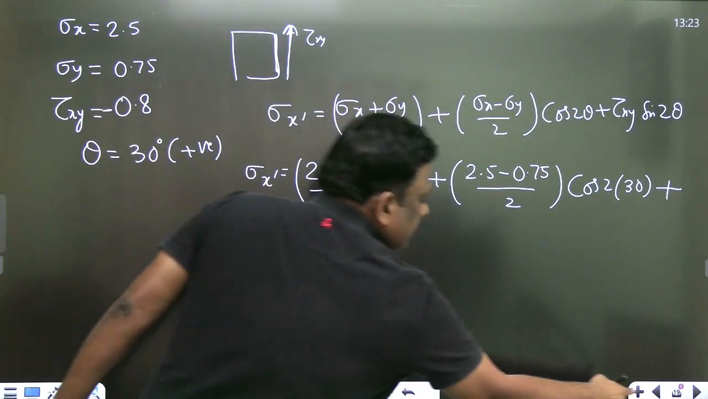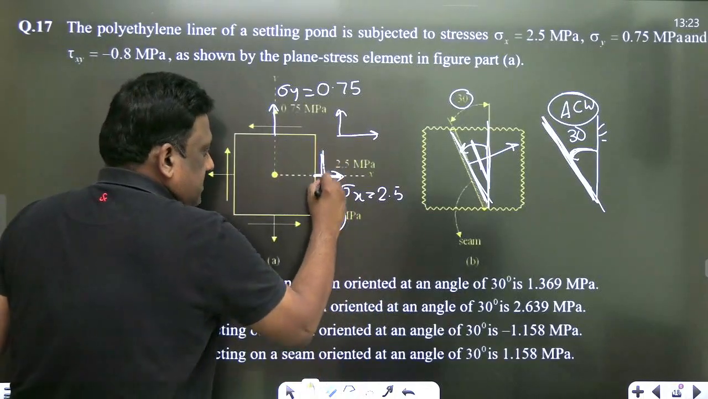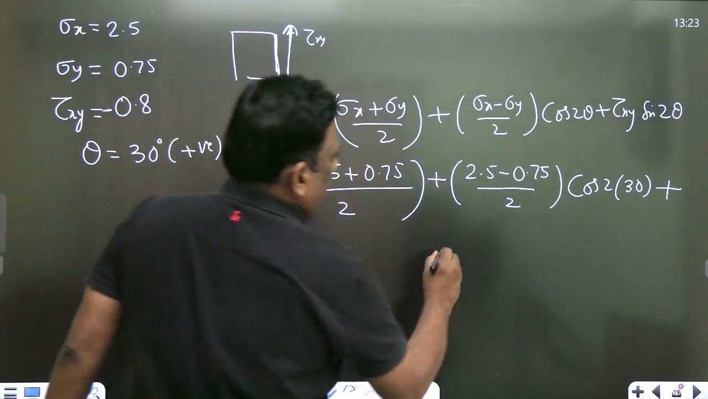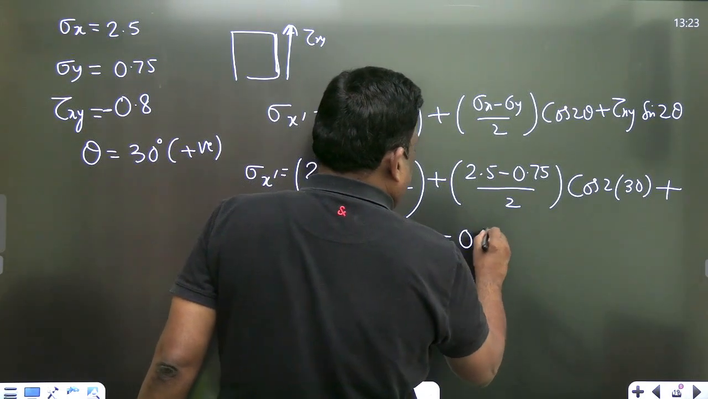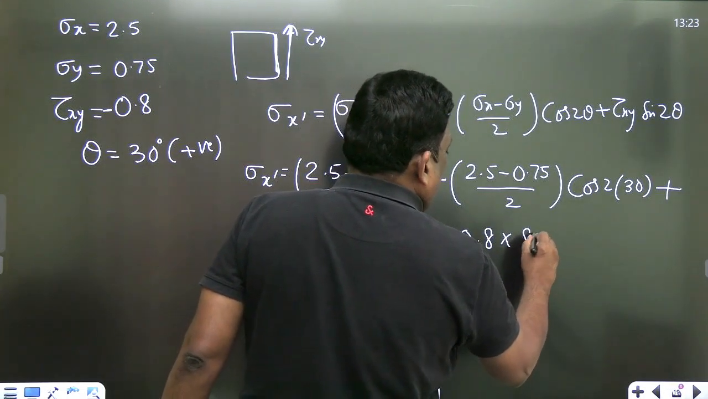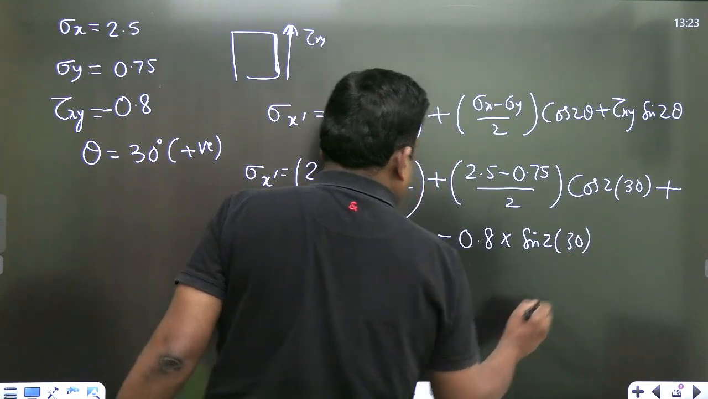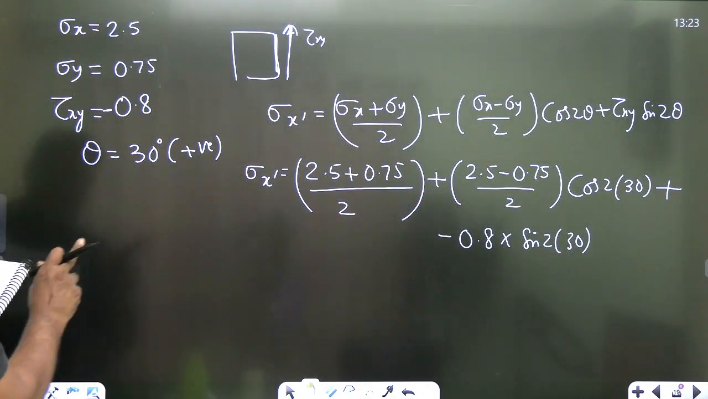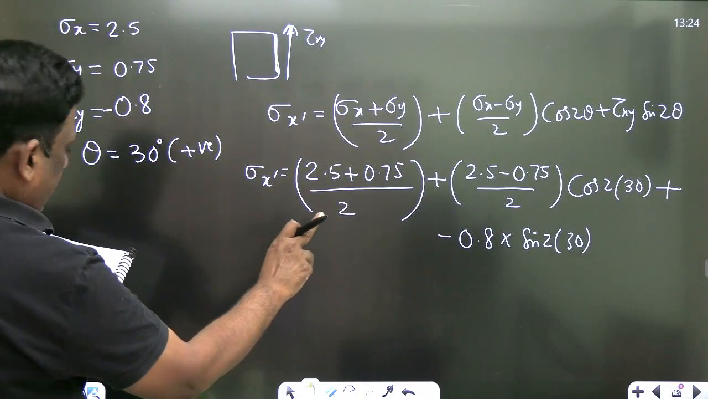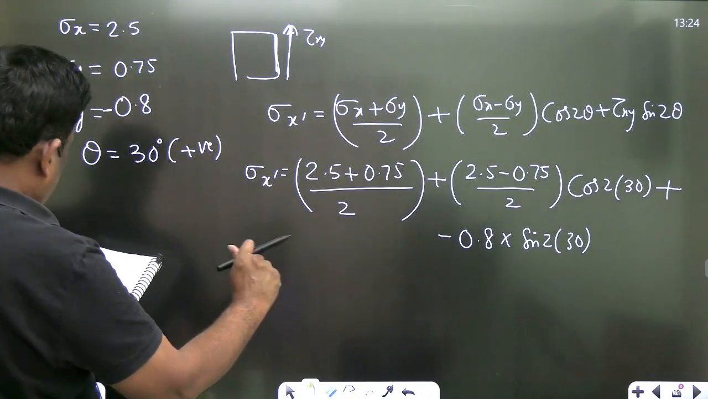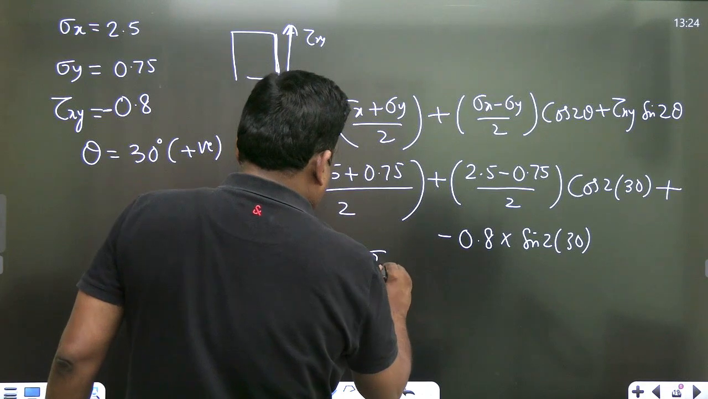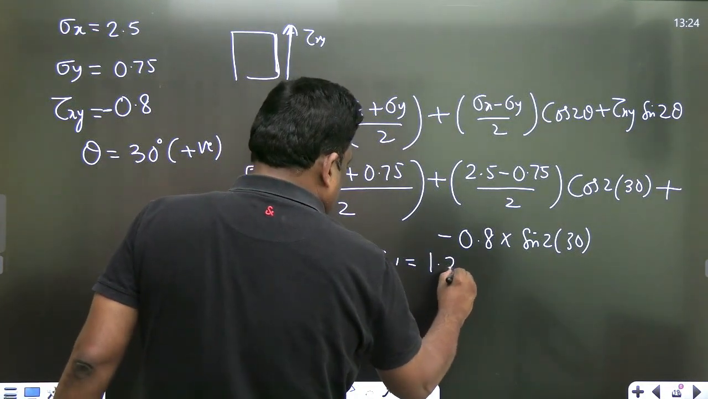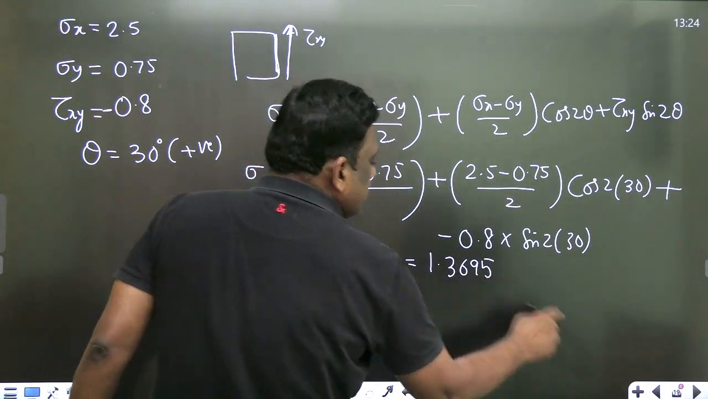Why minus? Look once. It is given in this direction, so it is in the downward direction. Therefore it is minus of 0.8 into sine of 2 times 30. So if I calculate this value, 2.5 minus 0.8 sine 60, I am getting 1.3695. This is the normal stress.